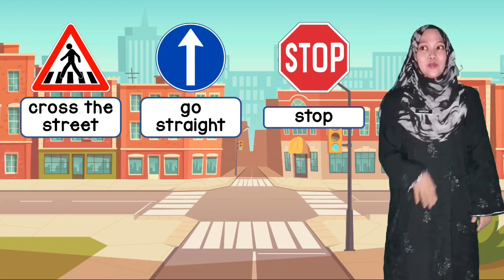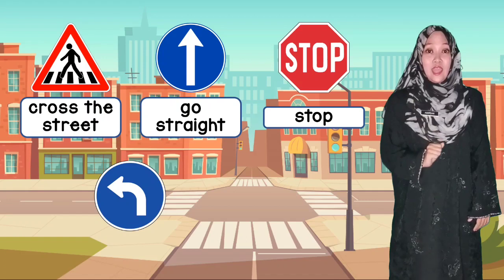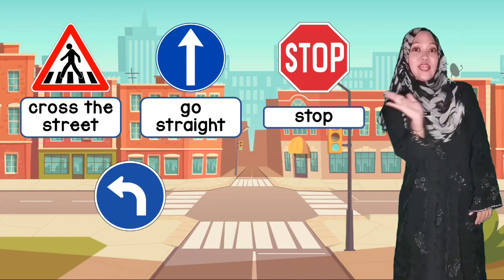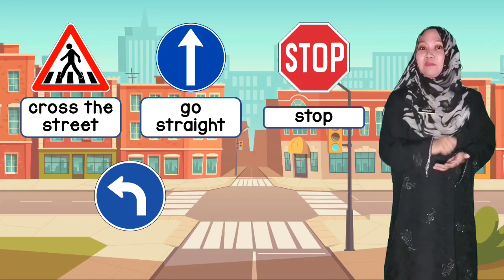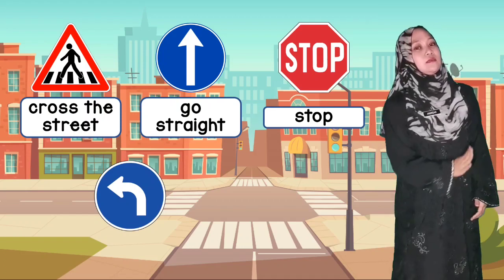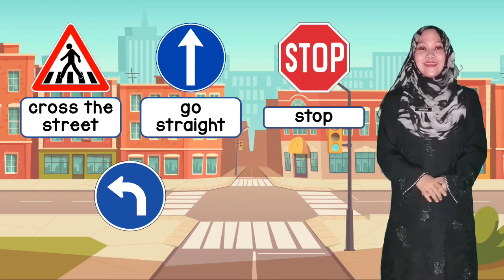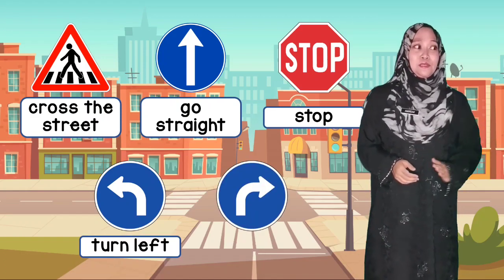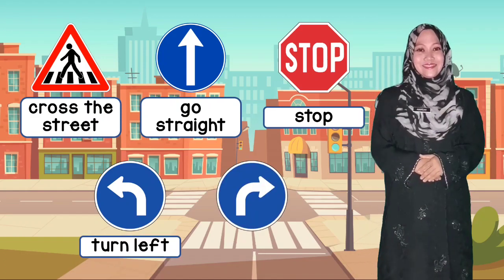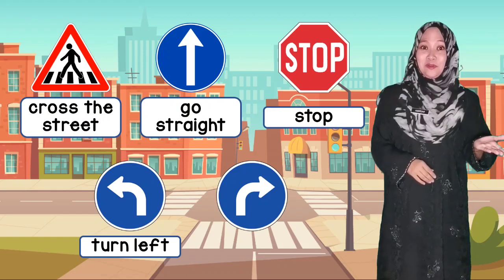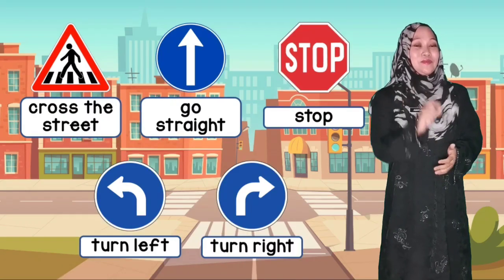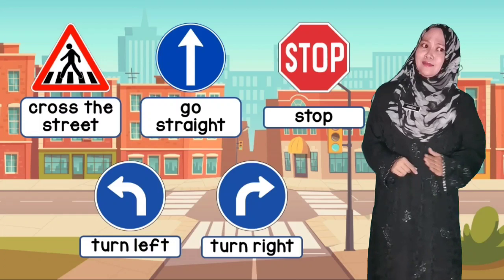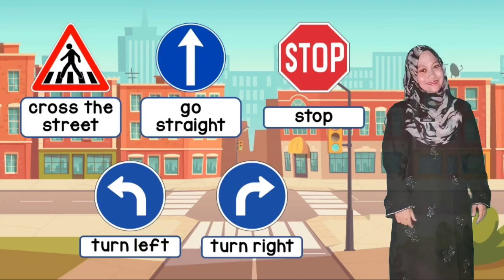Next, we have here the arrow showing to the left. It means turn left. How about this one? We have an arrow showing to the right. What is this sign for? You are right. It means turn right.